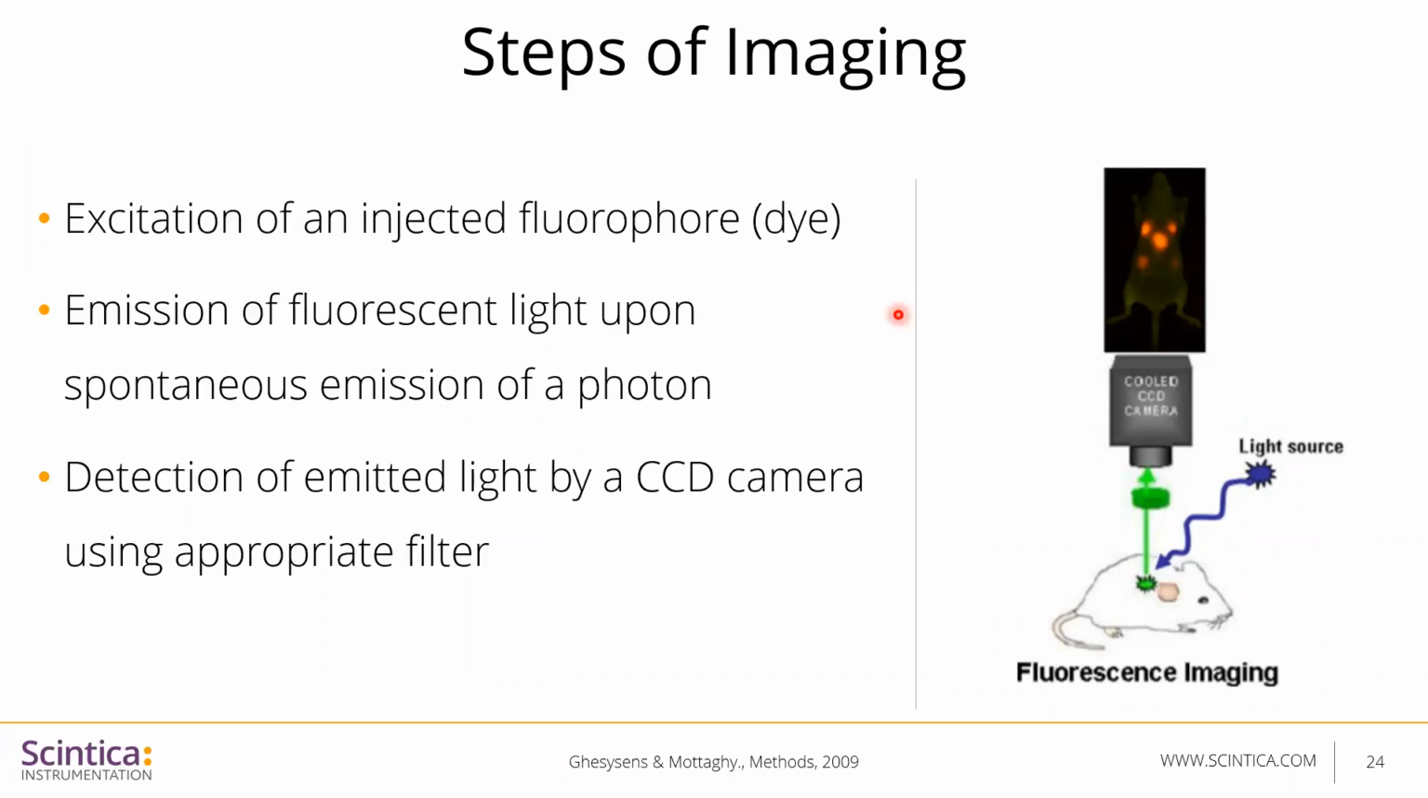There are three simple steps of fluorescence imaging. The first one is excitation of an injected fluorophore. Once the fluorophore is excited, emission of fluorescent light upon spontaneous emission of a photon will take place. And this emission of the fluorescent light can then be detected using a CCD camera with appropriate filters.